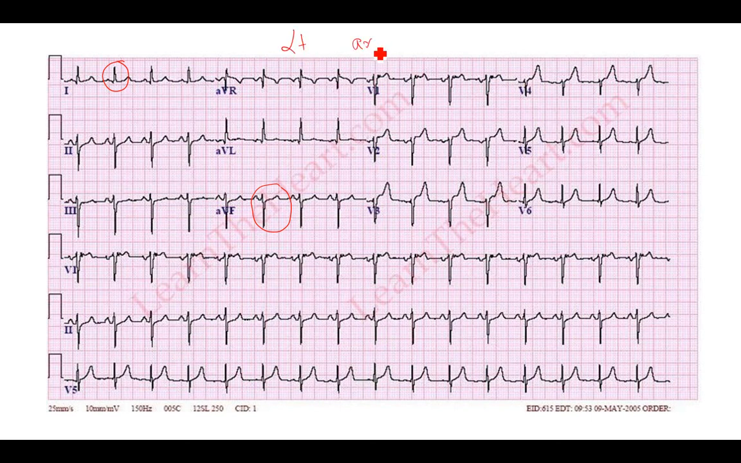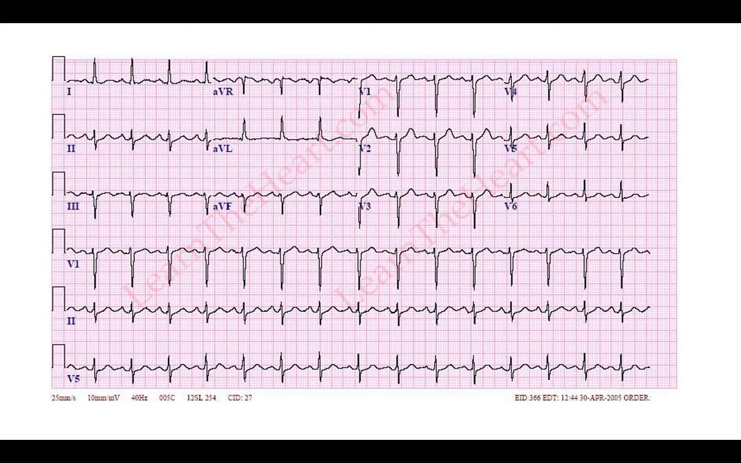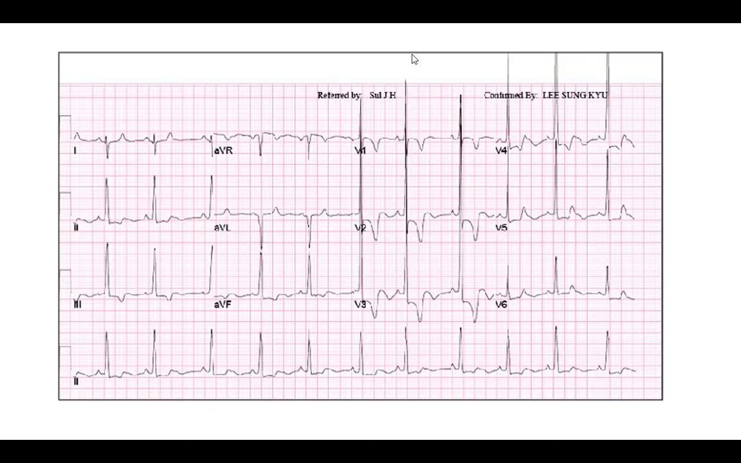Now come to another example. Here also you can see lead 1 is up and lead AVF is down. Left thumb up, right thumb down, so it is also a case of left axis deviation. Next, in this ECG you can see in lead 1 the QRS complex is down, and lead AVF complex is up. So your left thumb down, right thumb up. Which thumb is up? Right thumb up. So it is a case of right axis deviation.